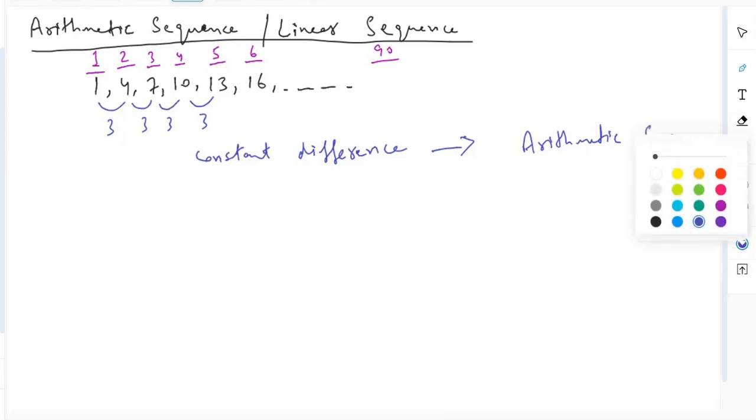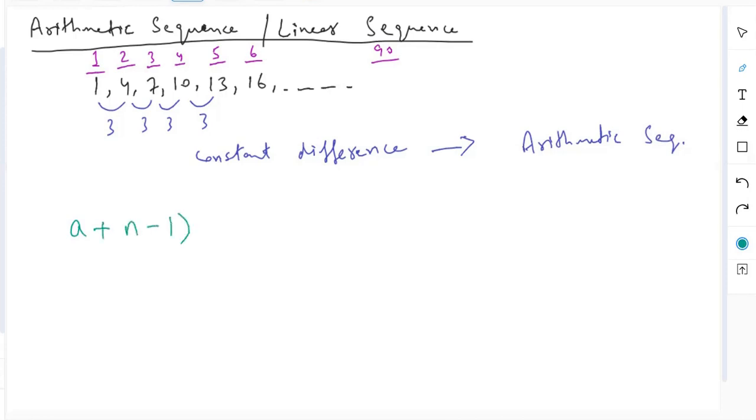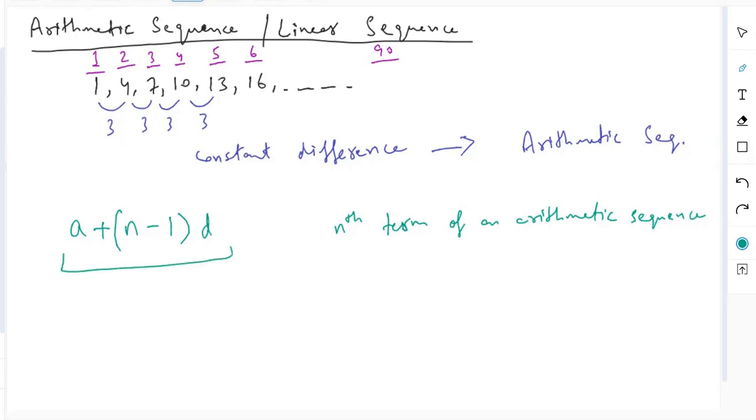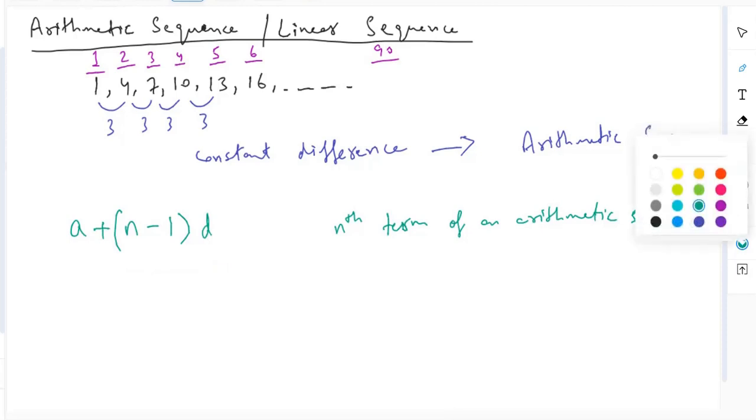We've got this formula for that, and that's called a plus n minus 1 multiplied by d. This is called the nth term of an arithmetic sequence. This is the nth term. Now I'll tell you what we mean by this now. Nth term of an arithmetic sequence. जब भी आपके पास एक ऐसा सीक्वेंस हो जिनमें ये डिफरेंसेस कांस्टेंट आ रहे हो, आप क्या कर सकते हो? उसकी nth term फाइंड करने के लिए यू कैन यूज दिस फॉर्मूला. ओके, अब इसमें ये सारी चीजें क्या रिप्रेजेंट कर रही हैं?